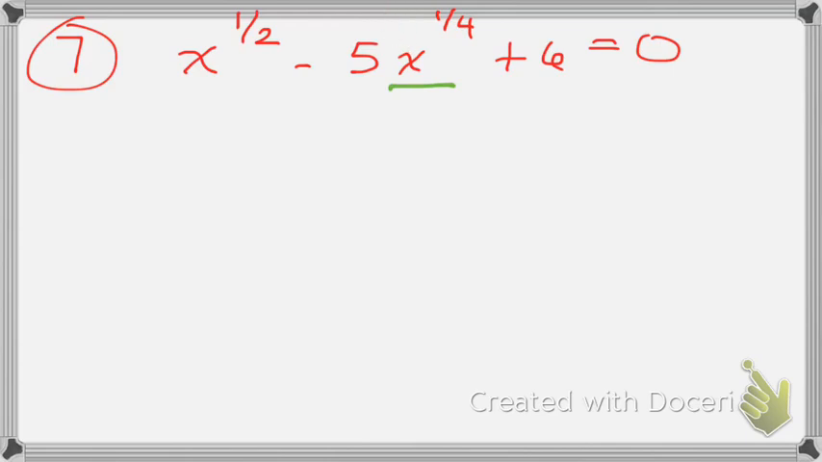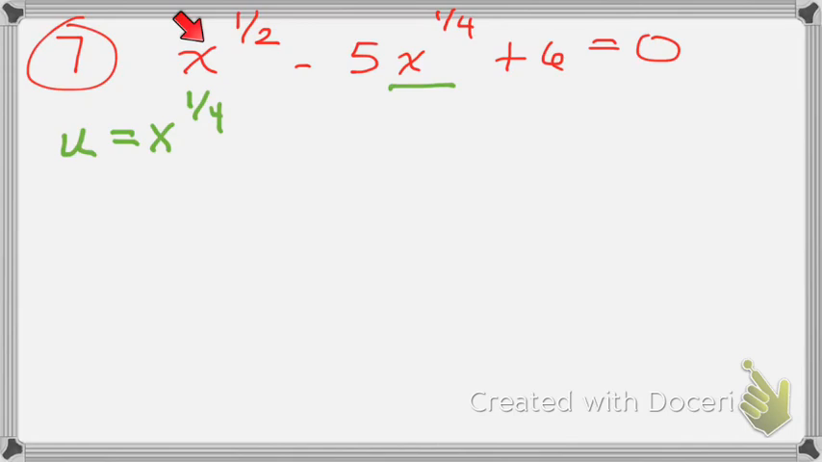So what does my u equal? x to the 1/4. It's always what comes after the middle coefficient. All right, so whatever's after the middle coefficient will be your u. Okay? So if my u is equal to this, what am I going to put here? What do you think this turns out to be?